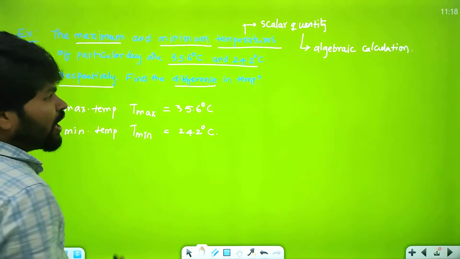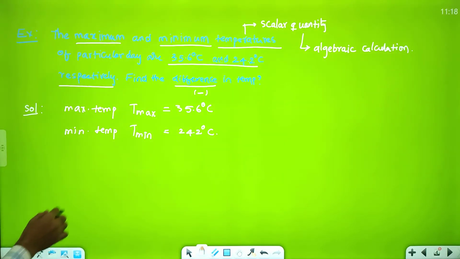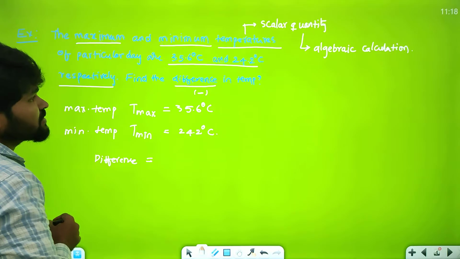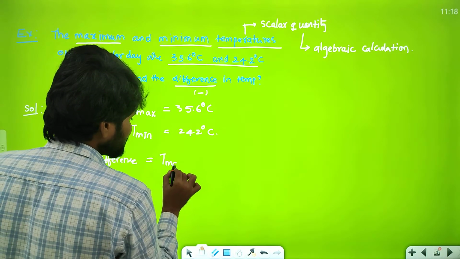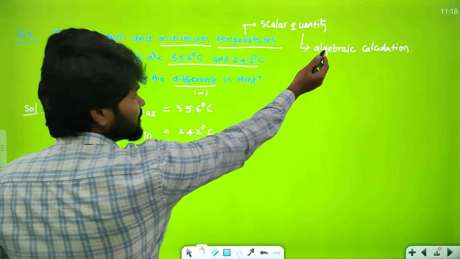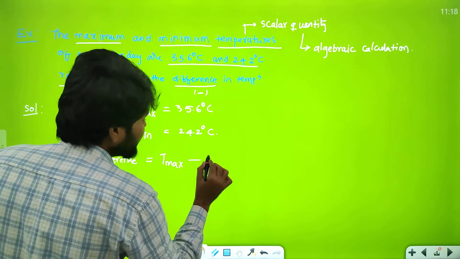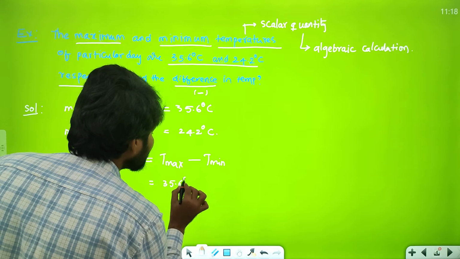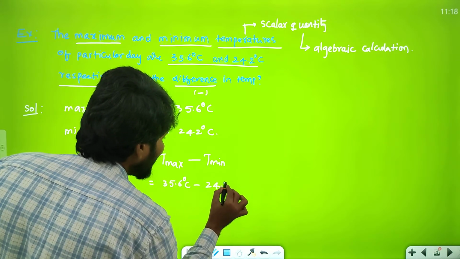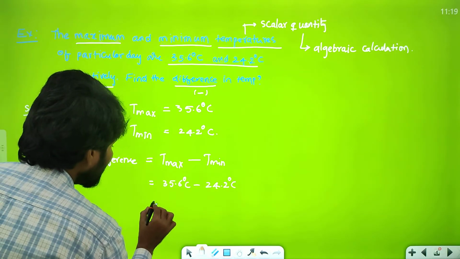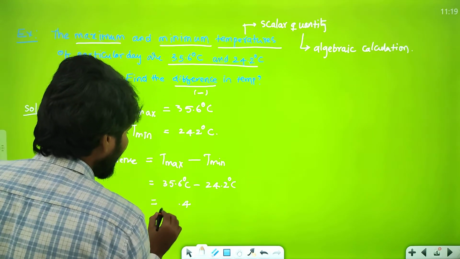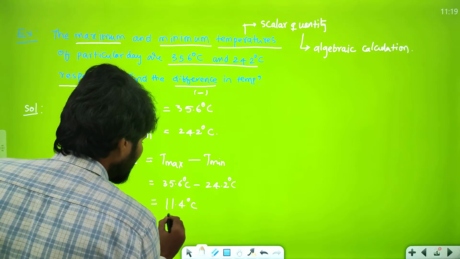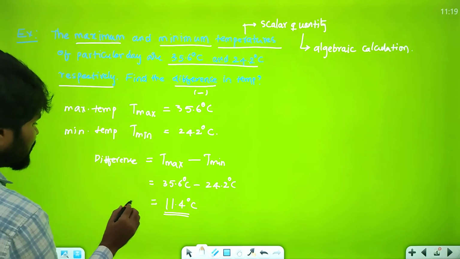Here the difference is asked. What does difference mean? Minus. So difference is the higher temperature, T max, minus, algebra calculation because this is a scalar, T min. So that implies 35.6 degree centigrade minus 24.2 degree centigrade. So what is the value here? We got 11.4 degree centigrade.